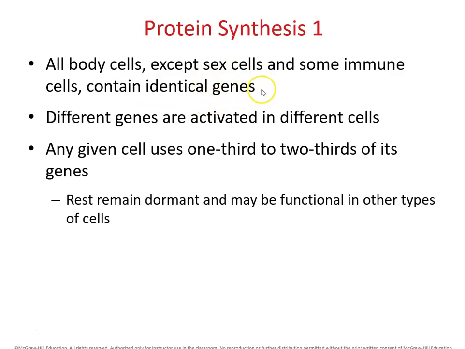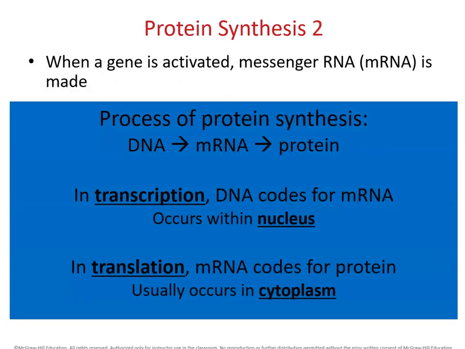All our cells have the complete DNA molecule. That means they all have identical genes, but different genes are turned on or activated in different cells. The rest of the genes aren't used. They may be dormant in those cells if they aren't being used. So let's look at how this happens.